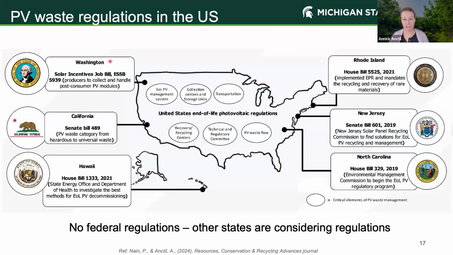In Washington State, they've taken a different approach where the producer and the installer are responsible for handling the post-customer PV modules, but that regulation has been stalled a little bit and is hard to implement. I've put other examples of regulation, but in most places, for example New Jersey, they just decided to set up a commission to discuss it, but they haven't established any real regulation on how to handle solar waste at the end of life.